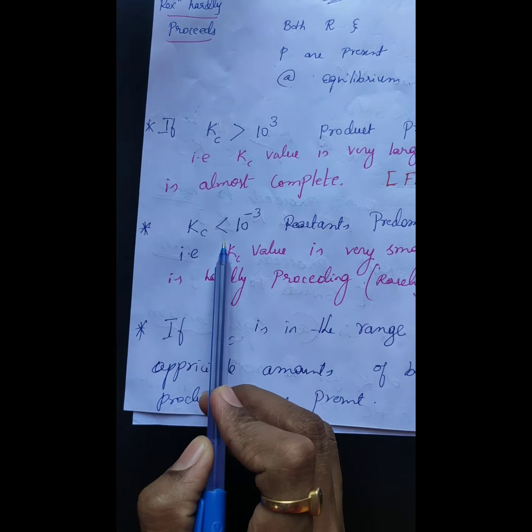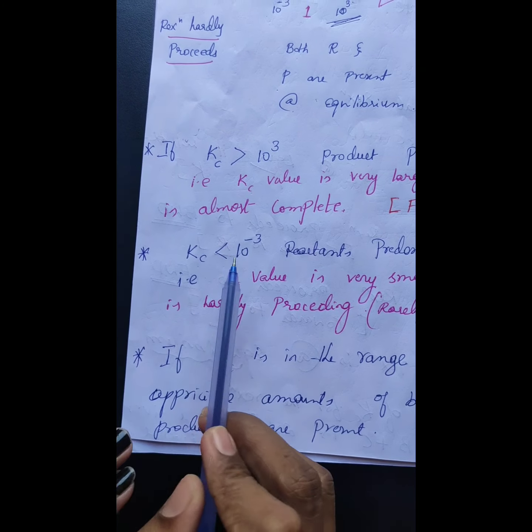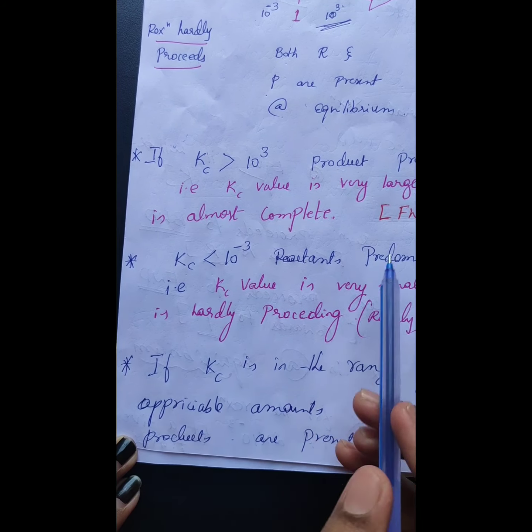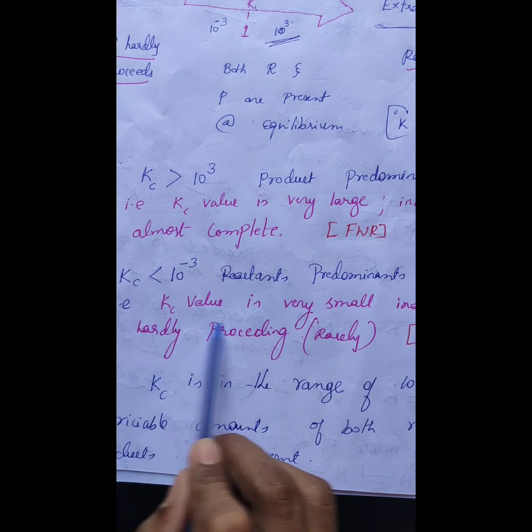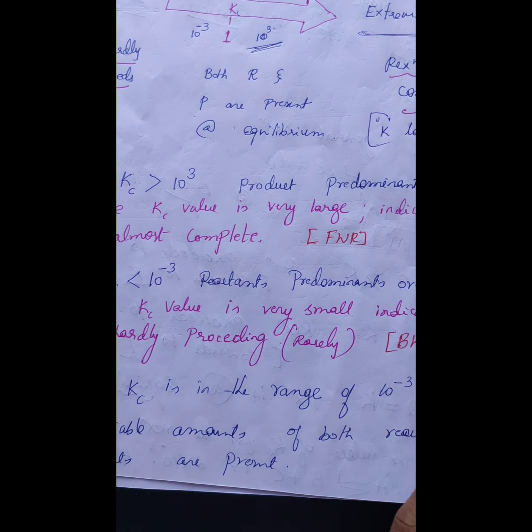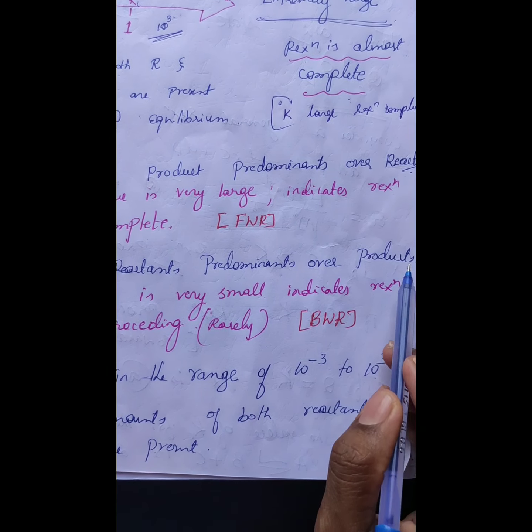Similarly, with respect to magnitude, one more thing: Kc less than 10 to the power minus 3. That means the Kc value is very small. As the Kc value is very small, it indicates that reactants predominate over the products.